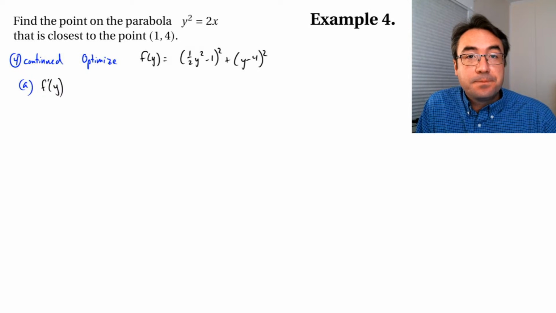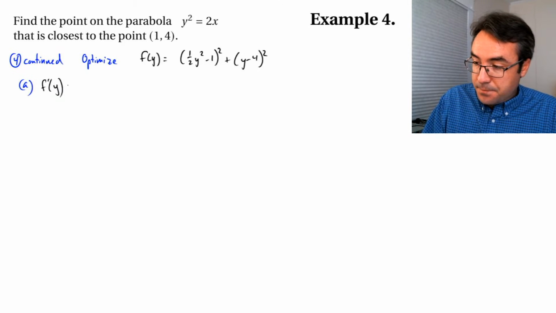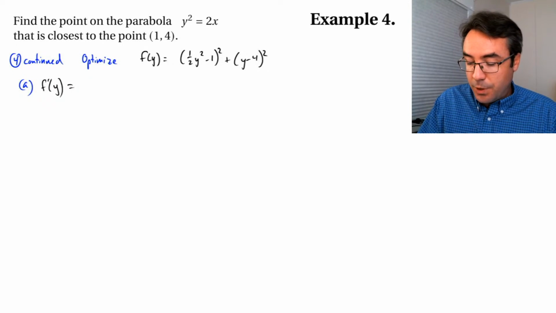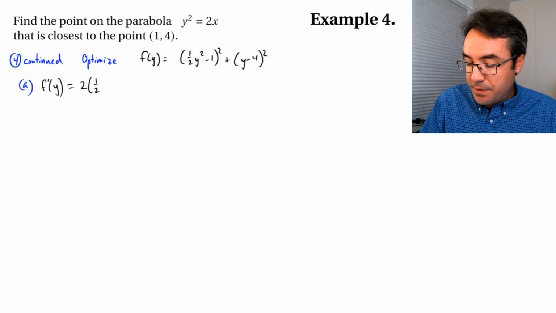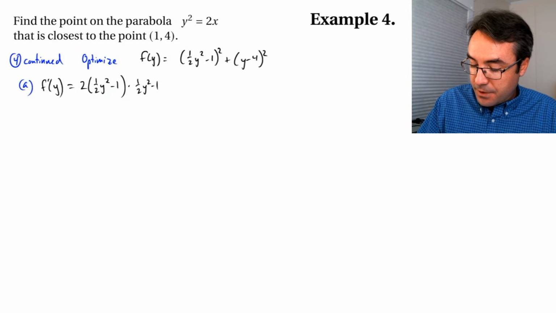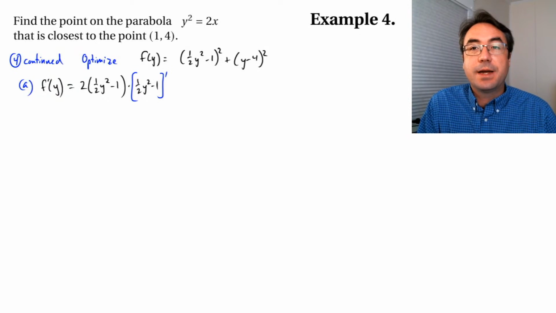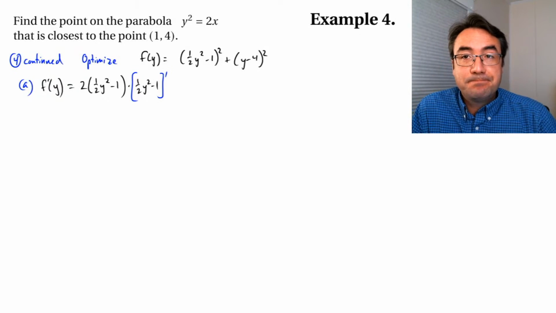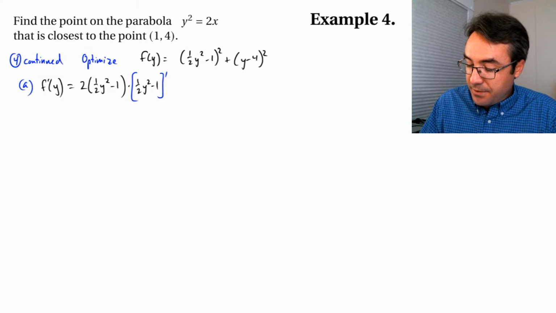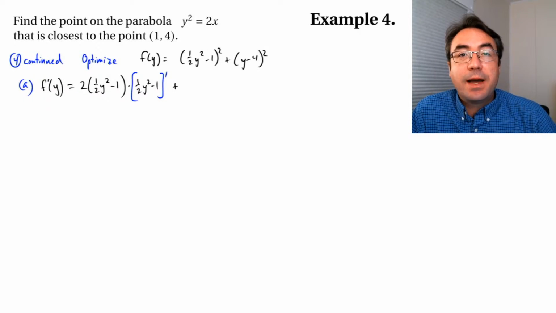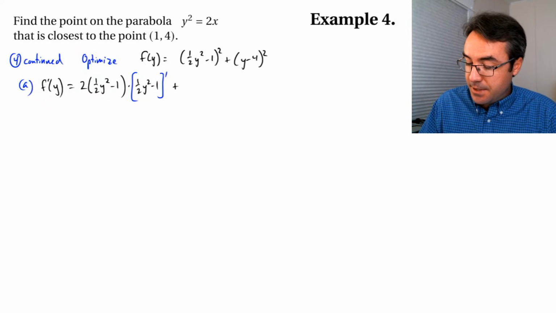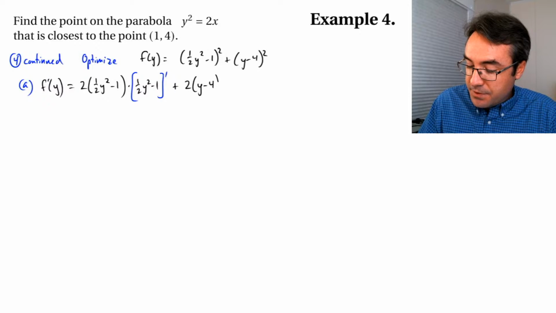So we're going to do the derivative. So when we differentiate that first term, we bring down the 2, keep what's inside the parentheses exactly the same, and then we subtract 1 from the exponent. And then we multiply by the derivative of the inner function. So derivative of 1/2 y squared minus 1. So that's general power rule. Then we do the same thing for the second power function, that y minus 4 squared. When we differentiate that, bring down the 2, keep what we have in the parentheses exactly the same, and then multiply by the derivative of what's inside. So the derivative of y minus 4.